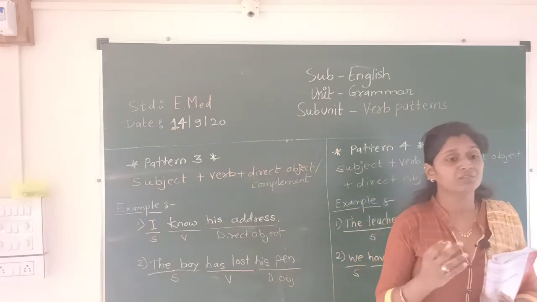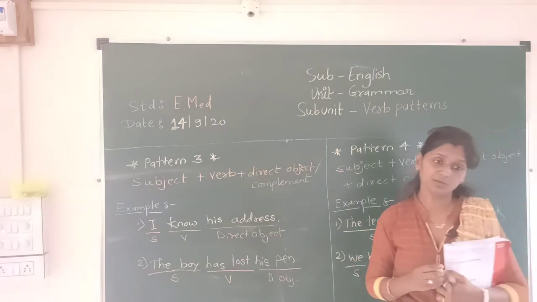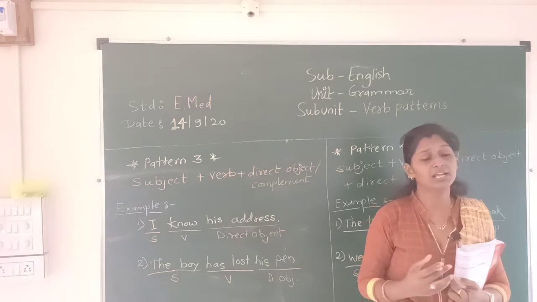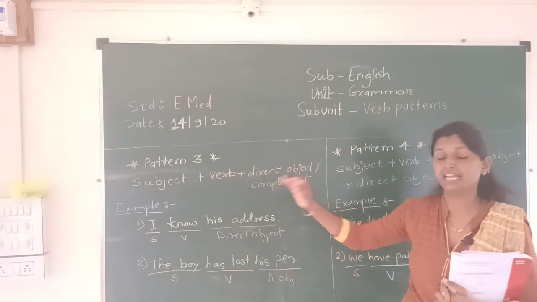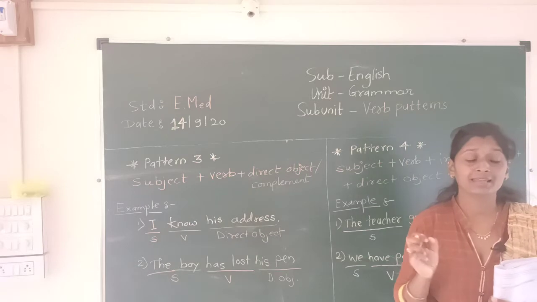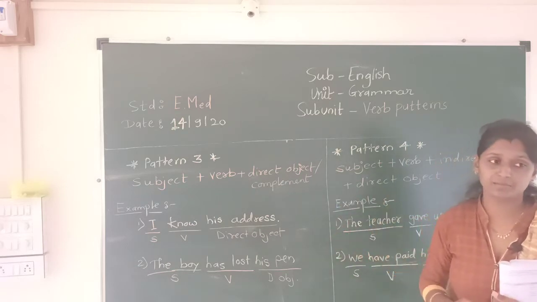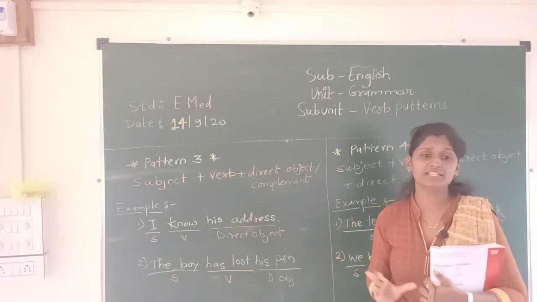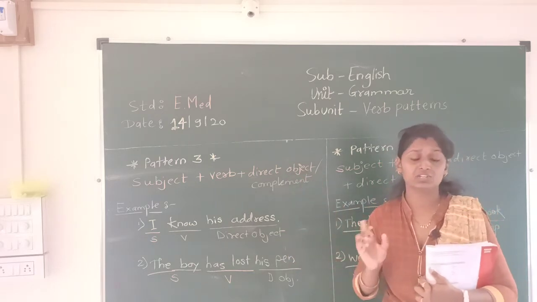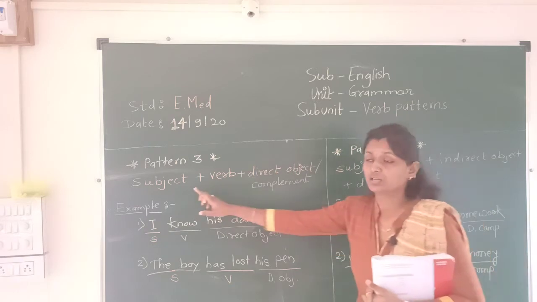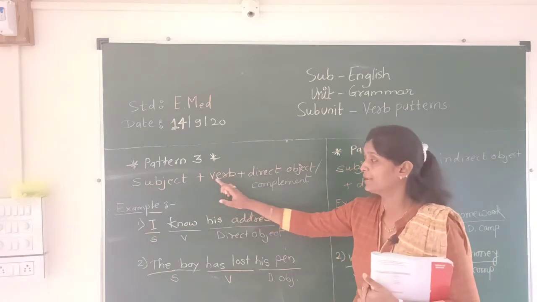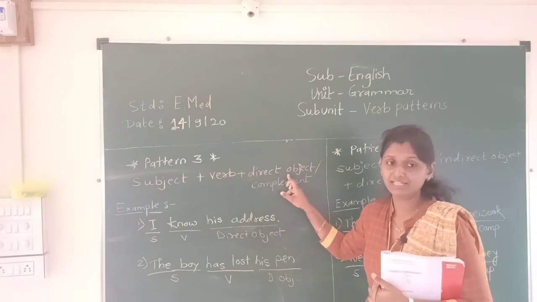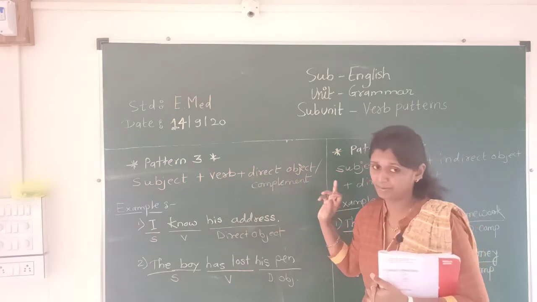Now yesterday we have seen the first two verb patterns, pattern 1 and pattern 2. Today we will see pattern 3 and pattern 4. Let us begin with pattern number 3. In pattern 3, the structure of the sentence is subject plus verb plus direct object or direct complement.